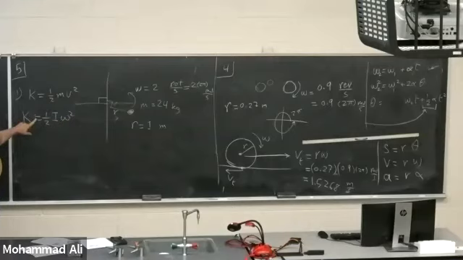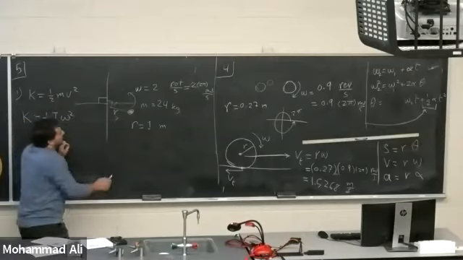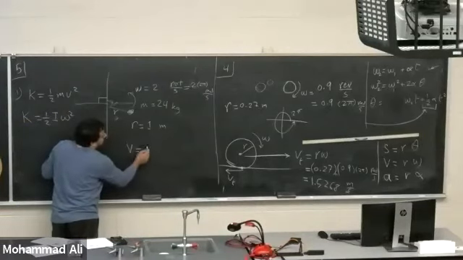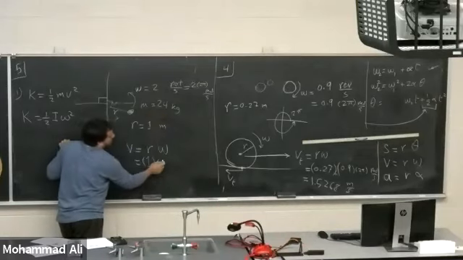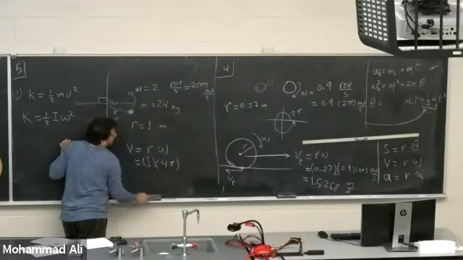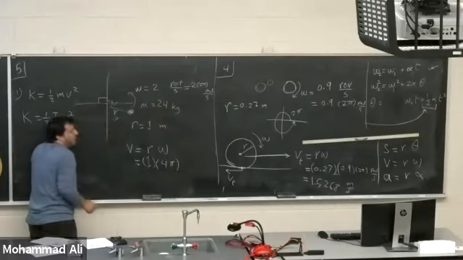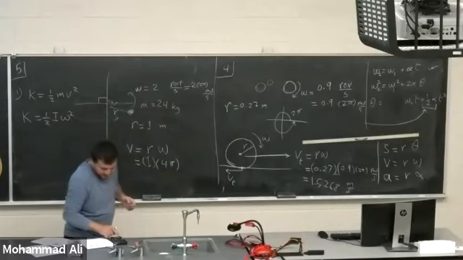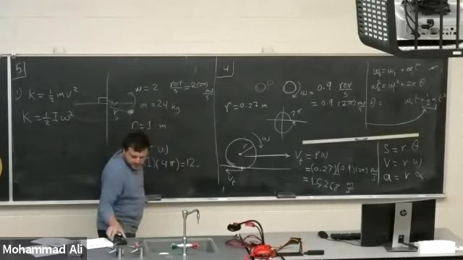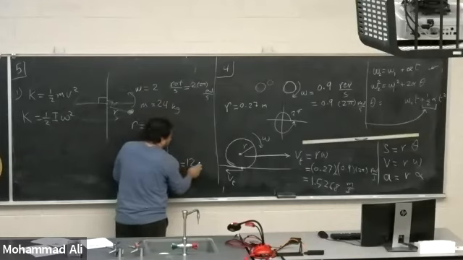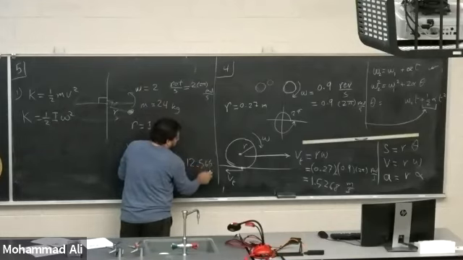Let us find the velocity. We don't have it, but we can find it. Simply, V is equal to R multiplied by omega. R is 1. Omega is 2 multiplied by 2 pi, which is 4 pi meters per second. Okay, this is 4 pi. Simple, 4 pi, 12.56 or 12.566 meters per second.